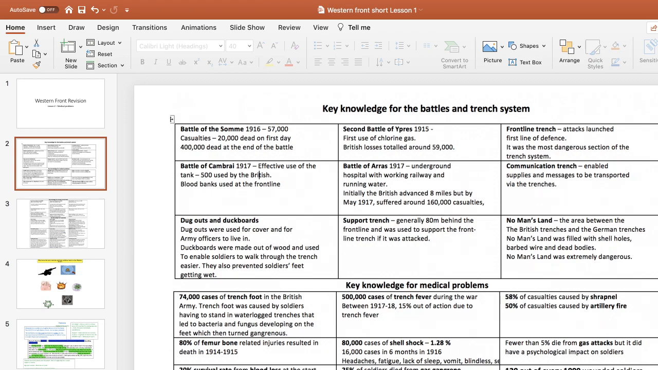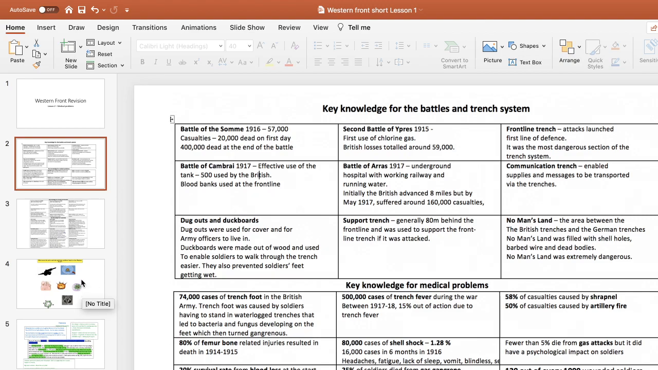Now, at this point, if you're doing revision cards on Western Front, maybe pause the video and use the knowledge grid for medical problems to create revision cards. You may want to make sure you have this written down somewhere in some sort of revision material, because it's very likely that those questions will come up in future low stakes quiz questions. So you want to be in a position where you know the content.